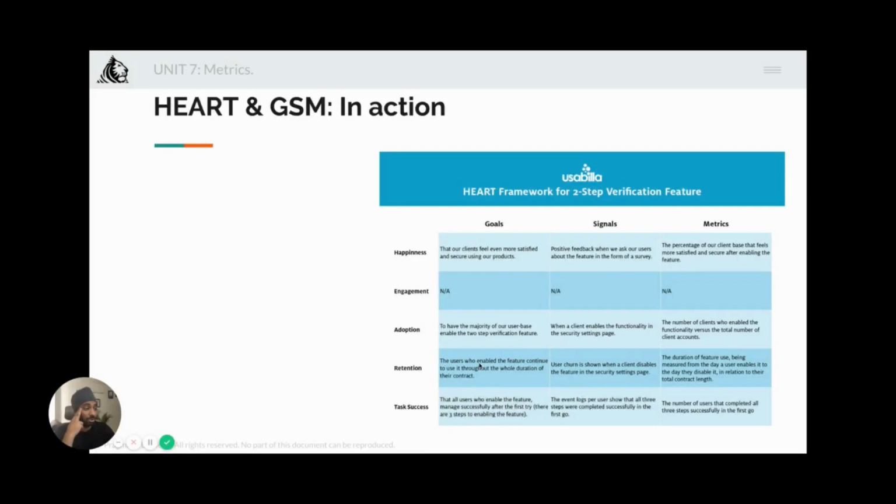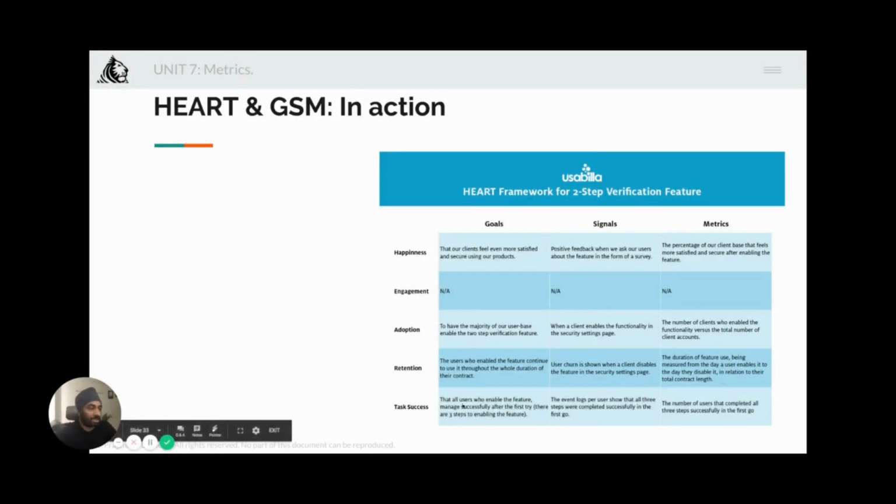Retention. The users who enable the feature continue to use it throughout the whole duration of their contract. Okay. User churn is shown when a client disables a feature in the security settings page. So whenever a client disables the feature, after that, people typically churn out. That's a signal, right? So the duration of feature use is measured from the day a user enables it to the day they disable it in relation to their total contract length. That's a very interesting metric, right?